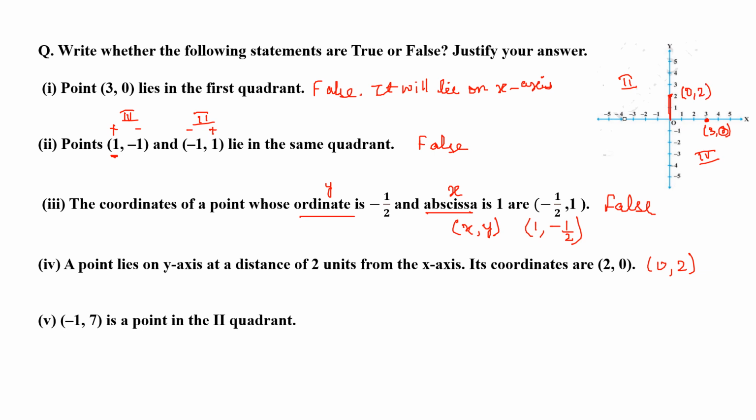Next is (-1, 7) is a point in the second quadrant. So in the second quadrant, x is negative, y is positive. Yes, this is true. Okay, so it will lie in the second quadrant and you have to give reason. In second quadrant, x coordinate is negative and y coordinate is positive. So this is true.